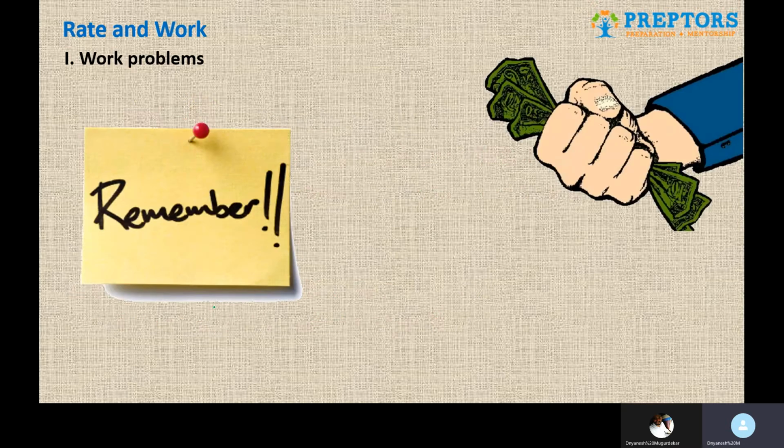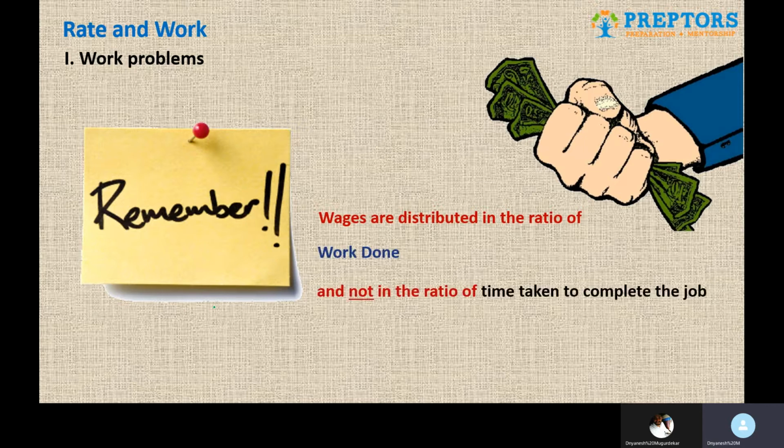The next part is a small note as far as the payments are concerned, which is the daily wages. So the wages are distributed in the ratio of the work done and should never be distributed in the ratio of the time taken to finish the job. Obviously this makes a lot of logical sense also, because if you start paying the workers based on how much time they are taking to finish the job, obviously they will never finish the job. So we should never pay them based on the time taken, but we should always pay them based on how much work they are doing.